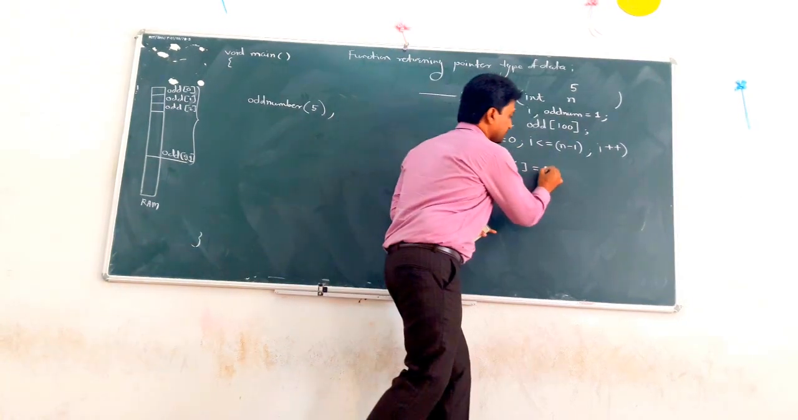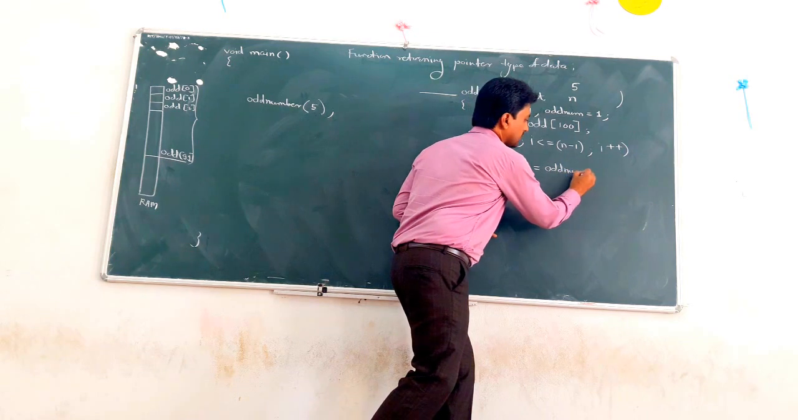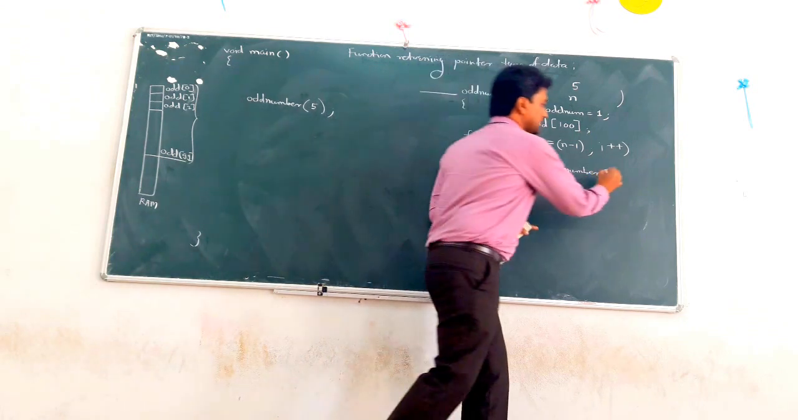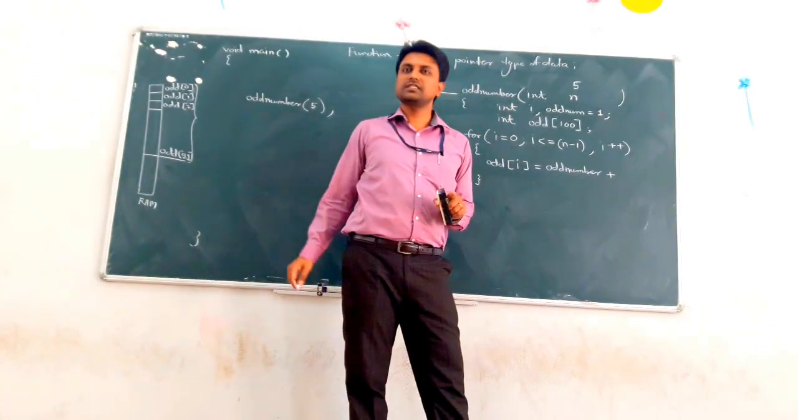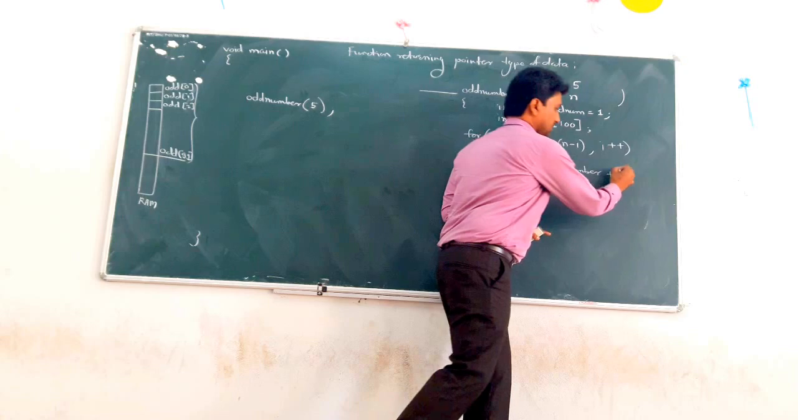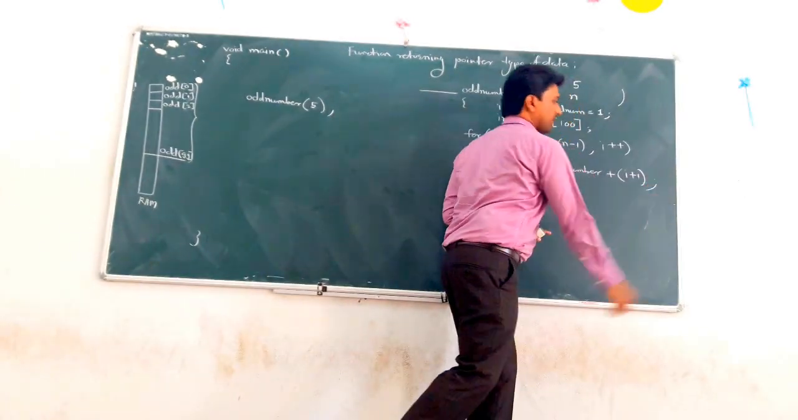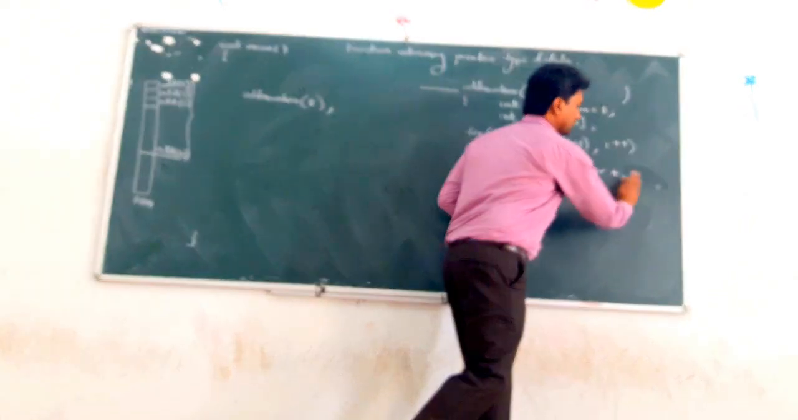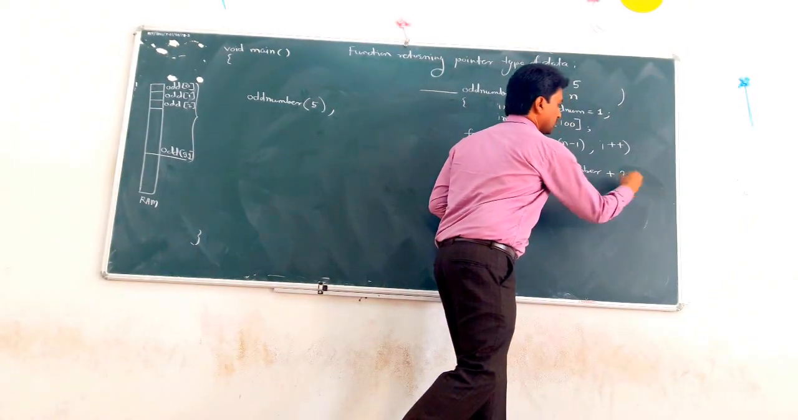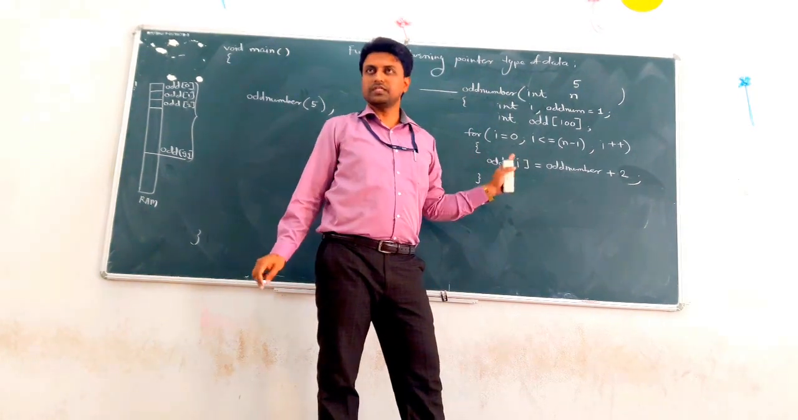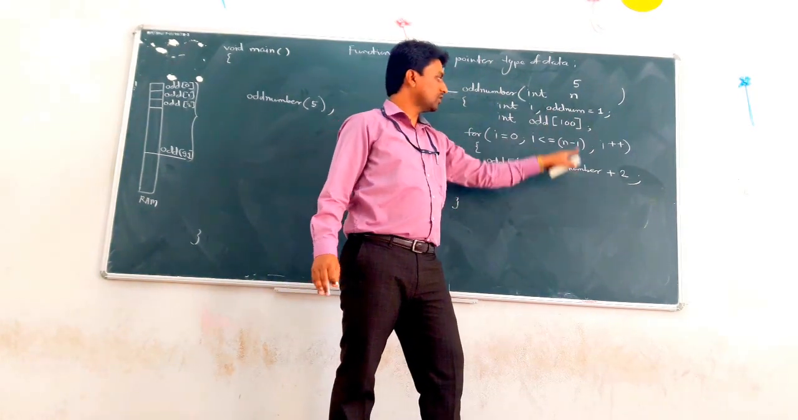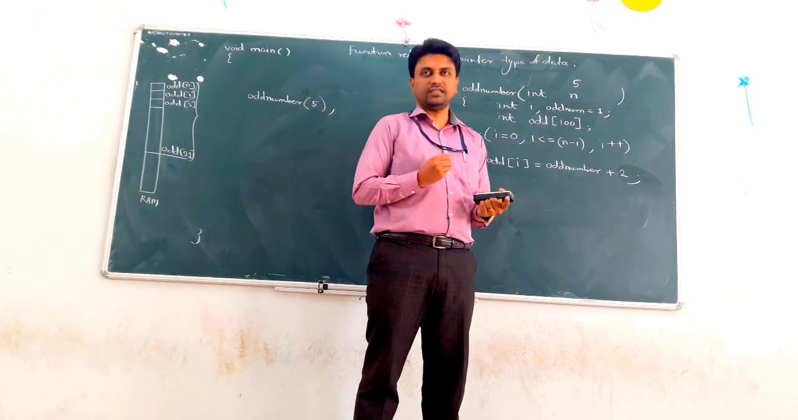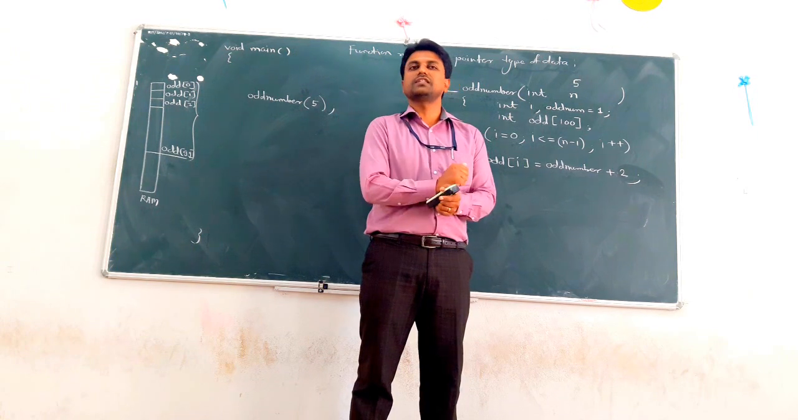So odd number, first time it is 1 plus I plus 1. Initially I is equal to 0, plus 2. Plus 2, because the first time the odd number is 1. Plus 2 means 3. First time we want only 1.